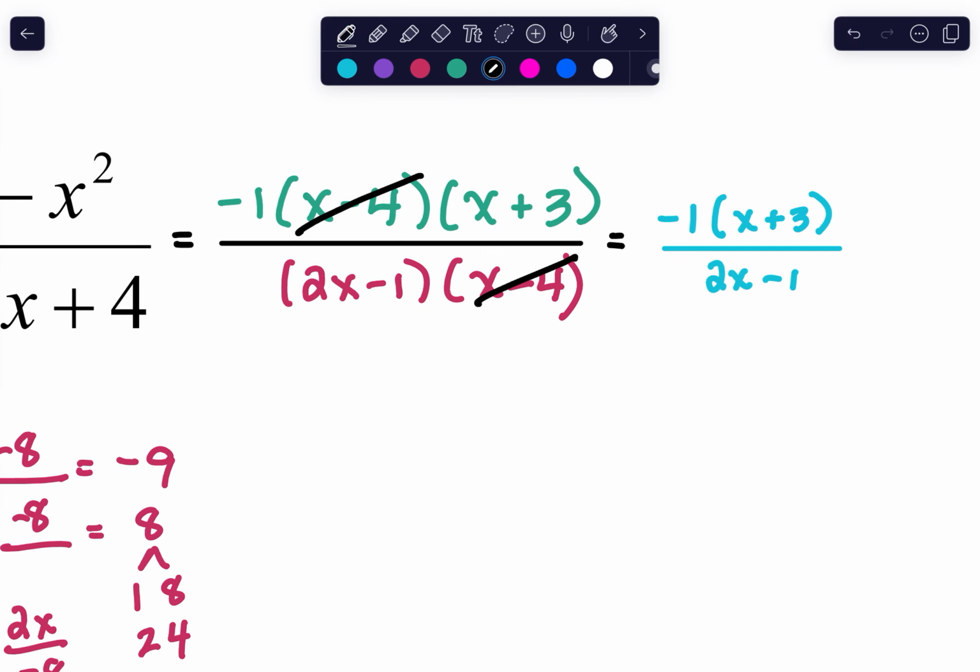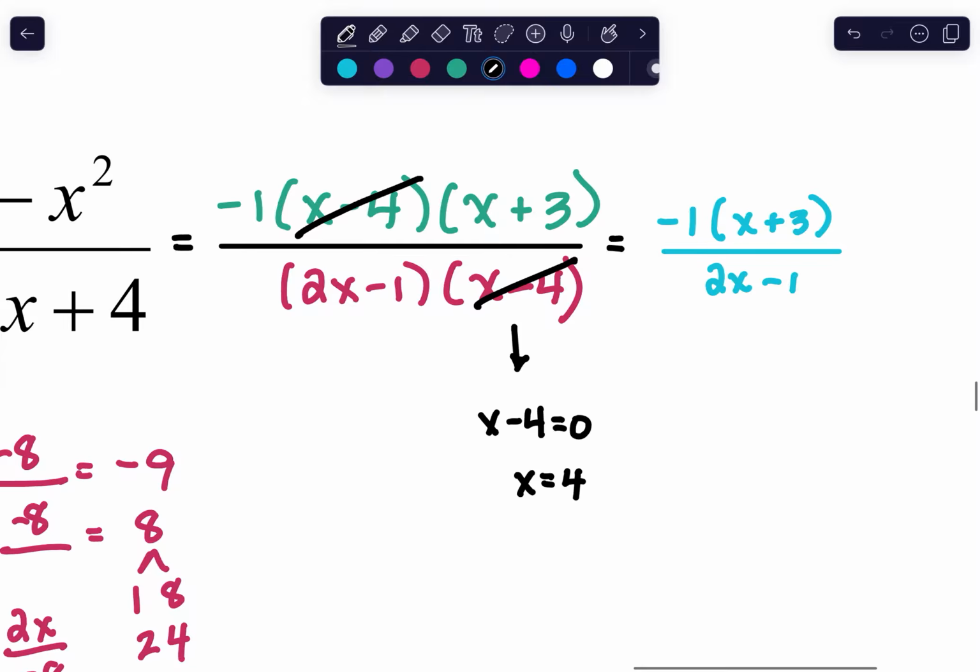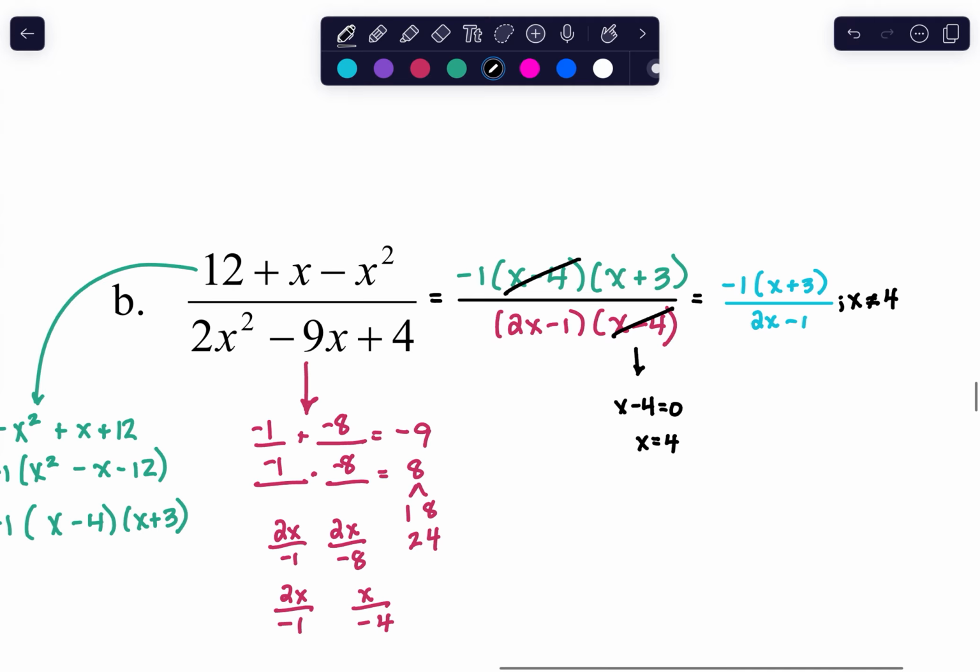Now again, don't forget, we cross something off, so we have to set that equal to 0 to find out what my restrictions are, and then we say, hey, x cannot equal 4. Okay, because we can't see it in our final answer, but if you were to plug that back into the beginning, you would get 0 in the denominator, which we cannot have.